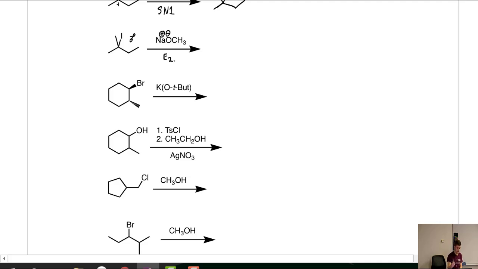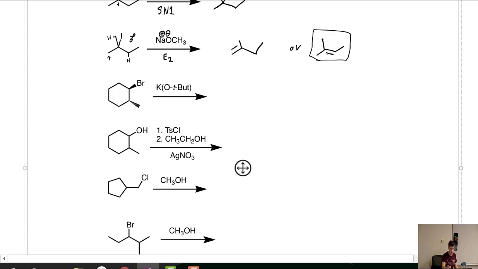Now, one of the conditions for E2 is that there must be an anti-coplanar hydrogen, and there is one here, we just don't have it drawn. There's also some here. So the question is, should I eliminate on one of these hydrogens and get this, or should I eliminate this hydrogen and make that? The second one. The second one will be the major product. You will still get some of this, the Hofmann product, but the Zaitsev product is going to be the major product because this alkene is more substituted. And we have a strong, small base.